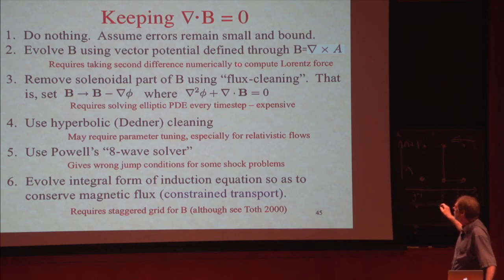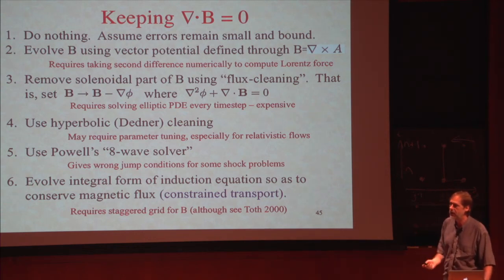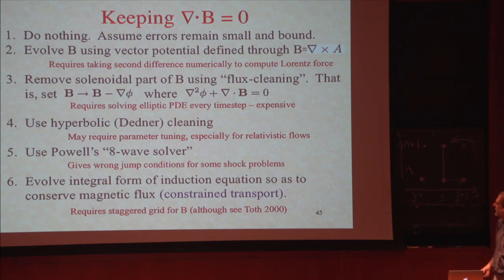And so this fell out of favor because you don't need to use the vector potential. You can use the magnetic field directly. There's also something called flux cleaning, which still today is very popular. The early version just solved an elliptic equation every time. But nowadays, there's something called hyperbolic or Dedner cleaning, where the evolution equation for the divergence part of the field satisfies a hyperbolic equation, so the error is transported away at some wave speed.